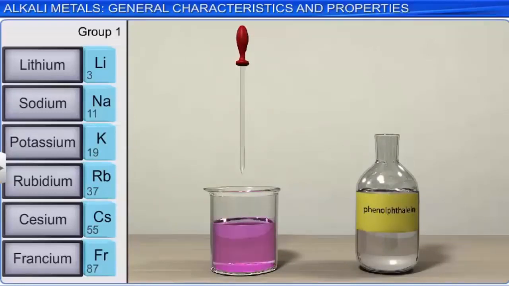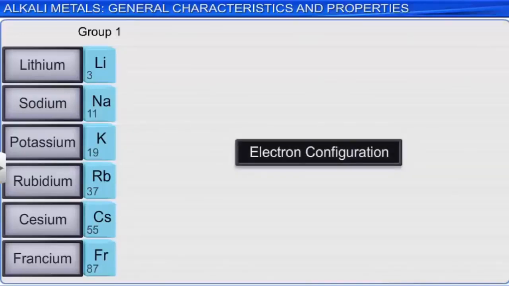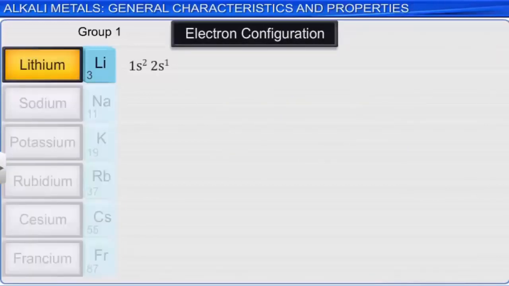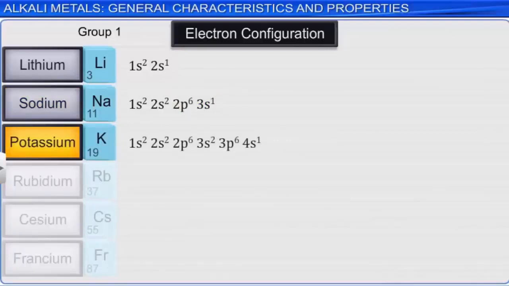Before we move on, let's review the electron configurations of the alkali metals. Lithium, with only 3 electrons, has a configuration of 1s2, 2s1. Sodium, with 11 electrons, has an electron configuration of 1s2, 2s2, 2p6, 3s1. Similarly, for potassium, the electron configuration is 1s2, 2s2, 2p6, 3s2, 3p6, 4s1.